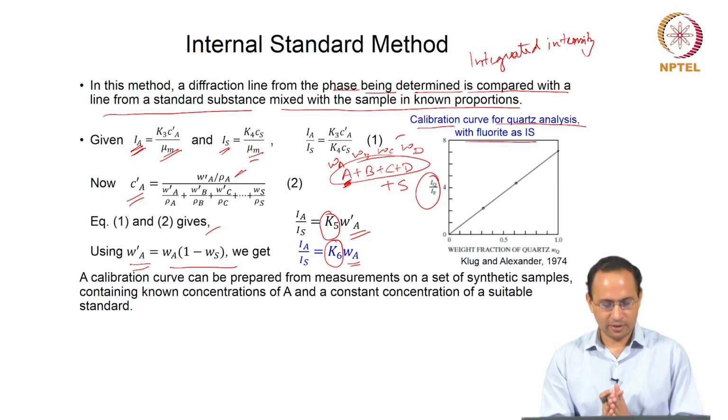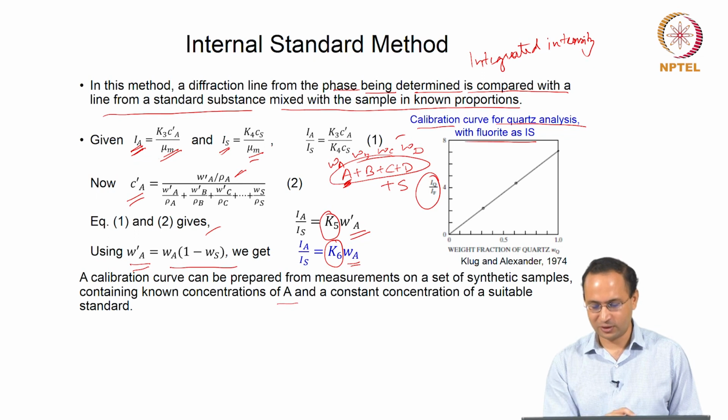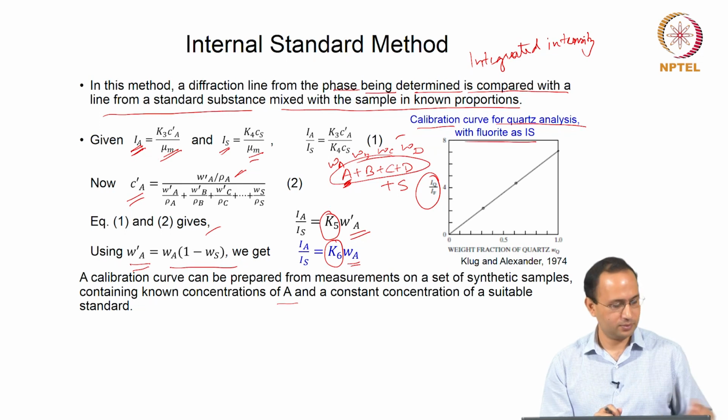Again, a calibration curve can be prepared from measurements on a set of synthetic samples containing known concentrations of A and a constant concentration of a suitable standard. So you have to identify the suitable standard. In this case you see here, fluoride. And again, the intensities we are using here are integrated intensities. Basically it is the area under the curve. You have a diffraction peak, you calculate the area under the curve, and that gives you integrated intensity.